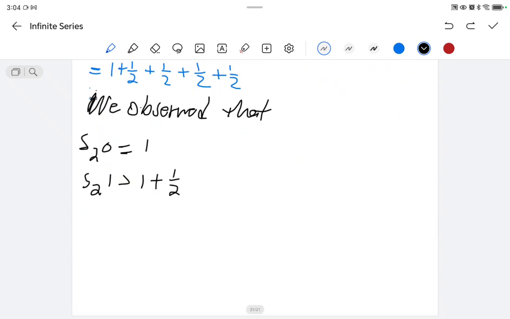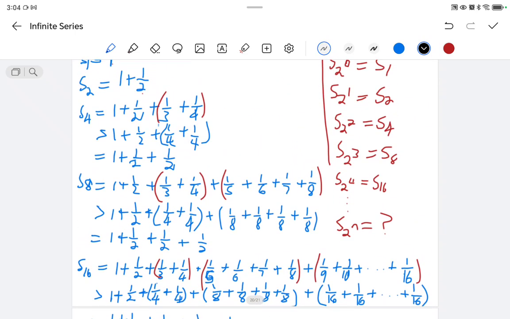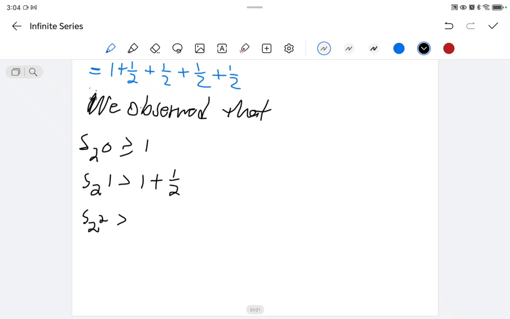And then S2 to the 2. So it's much preferred. Even this one we can write greater or equals to. The first one we can write greater or equals to. Then the ones from there we write just greater. So it's preferred that we write like this. Then S2 to the 2 is S4, right? It was 1 plus 1 over 2 plus 1 over 2.